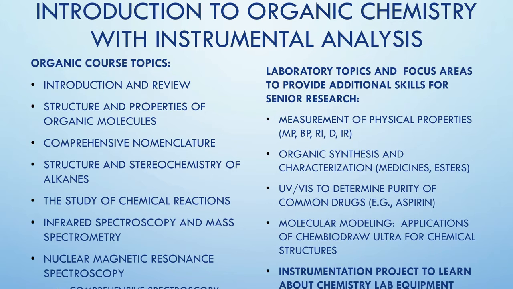We also learn about the instruments that are in the chemical analysis lab. In the lab, we'll do a variety of different labs that focus on how to determine physical properties, how to do organic synthesis and characterization of molecules, and also doing UV-vis spectroscopy to determine the purity of certain types of chemicals or drugs. One example could be determining the purity of aspirin that you make in the lab.